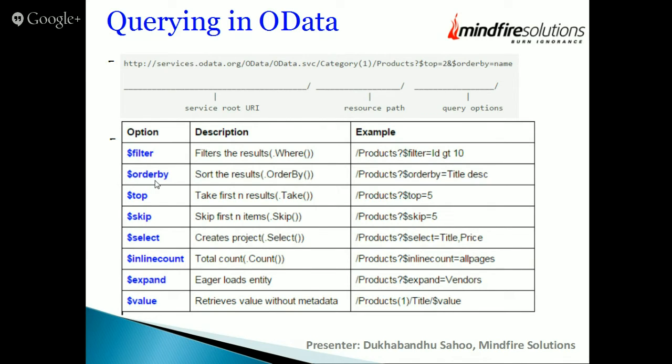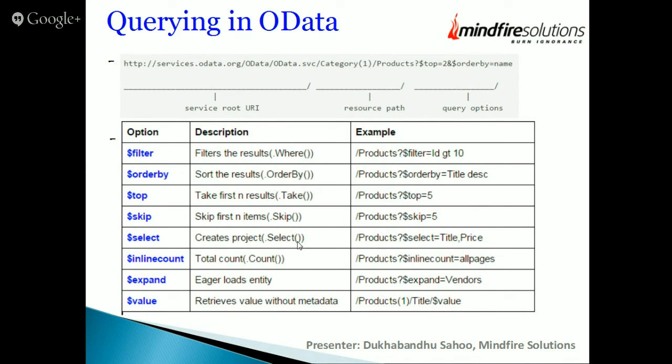Similarly, we have $orderby. So it is like the order by. You can also do ascending, descending order, like in this case, order by title descending. Similarly, $top brings the top records, which is equivalent to .Take. And we have $skip.